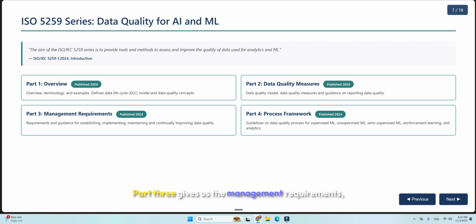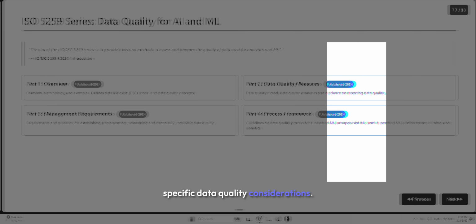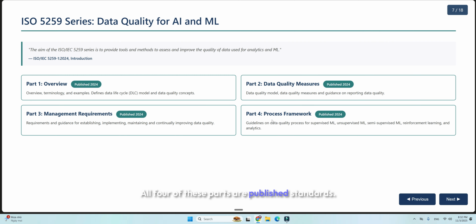Part 3 gives us the management requirements, how to establish, implement, maintain, and continually improve data quality as an organizational capability. And finally, part 4 provides the process framework, breaks down into different ML approaches: supervised learning, unsupervised learning, semi-supervised learning, and reinforcement learning, and also general analytics. And each has specific data quality considerations. All 4 of these parts are published standards. They're available now and you can implement them today.